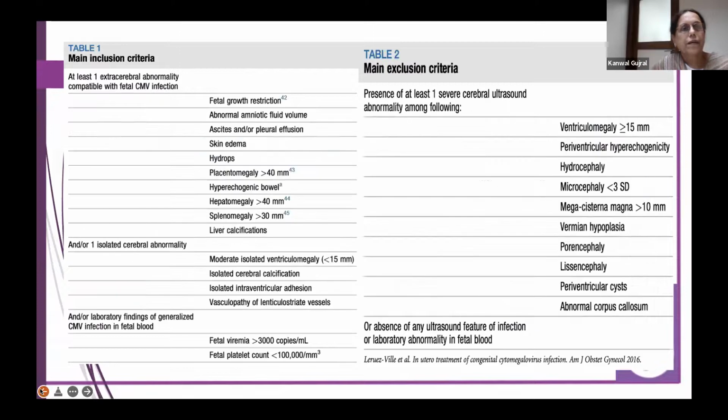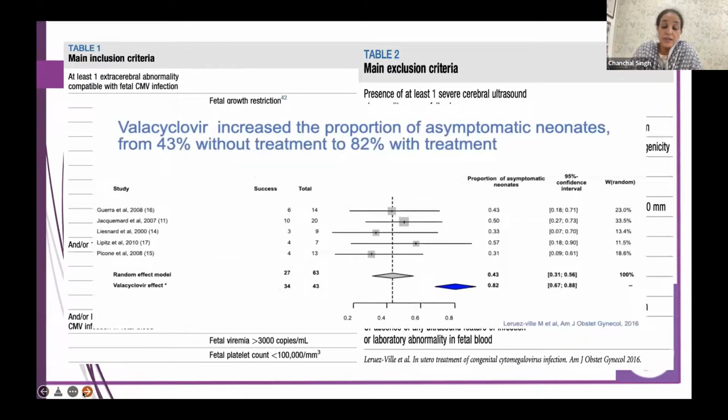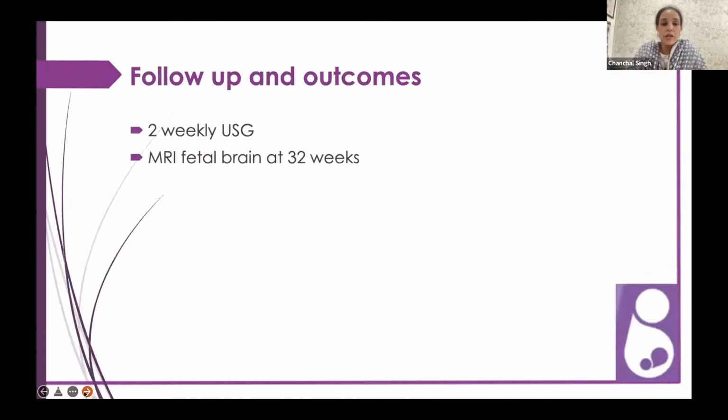So this patient now, she has CMV. There are several findings, and she does fit into the moderate inclusion criteria. However, valacyclovir is still not recommended to be used in the mainstream. As per the current recommendation, this is the only drug we have available, and the guidelines have still not endorsed its routine use. How would you follow up this patient, Savita? What would you do? These parents want to continue, then what does one do?